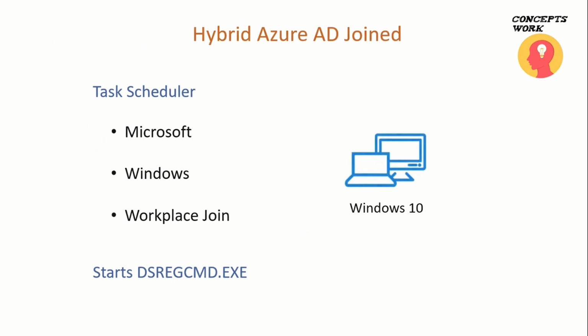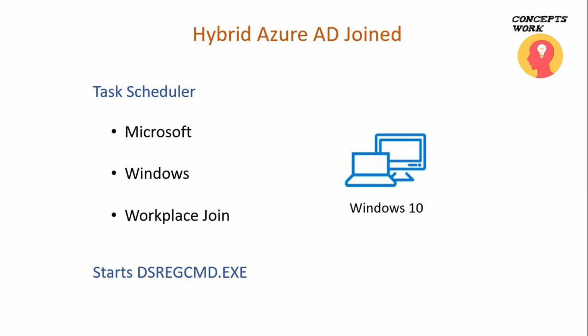Now, the next thing that I'm going to talk about is the client itself. On a Windows 10 machine, there is a task already created, available under Microsoft Windows, and the task is named Workplace Join. What it actually does is run dsregcmd.exe with system context so that the machine can get registered itself. This is by default disabled, but the moment you domain join a machine, this task will get enabled on that machine.